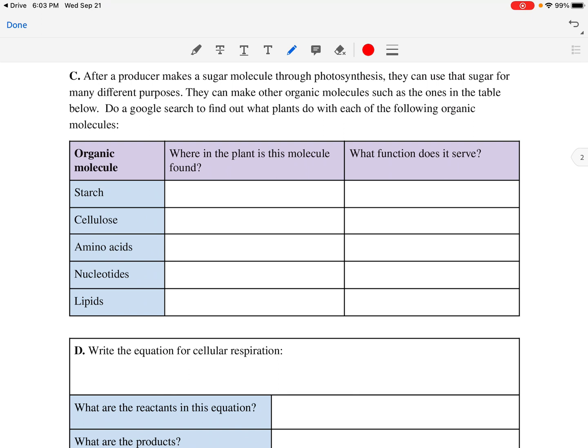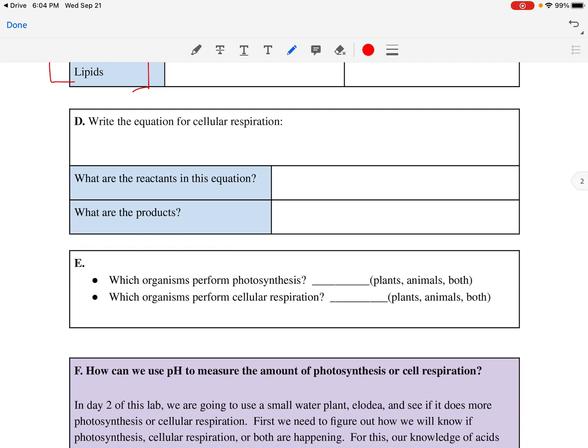And then here is what producers do with the sugar molecules they make. So what plants do with the sugar molecules they make through photosynthesis. These are the different kinds of molecules they build those sugar molecules into. And you're going to look up online and find out where in the plant these molecules are used and what function they serve. So that's just an internet search there.